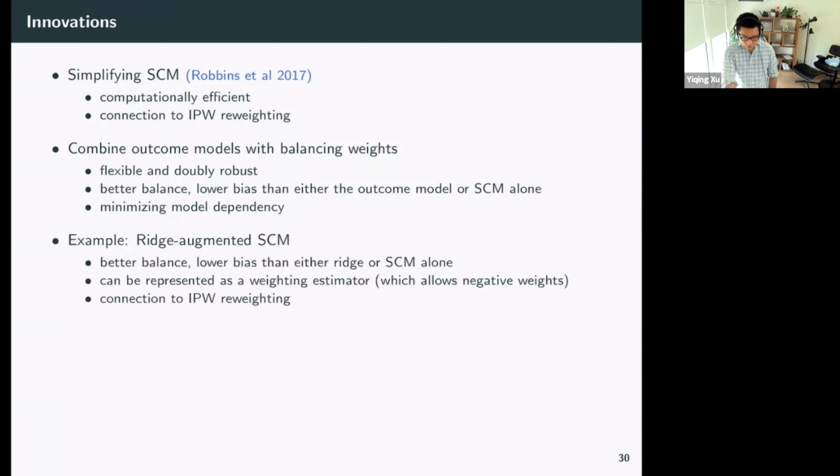The example the authors used in the latest version of their paper, the paper has many versions, I think now it's in JASA, is the ridge augmented synthetic control method. So basically the outcome model is ridge. They use a ridge model as an outcome model. Consistent with the second point, it has better balance and lower bias than either the outcome model, which is ridge, or synthetic control alone. It can also be represented as a weighting estimator, which allows negative weights because of the augmentation. Again, it inherits the feature from the simplified synthetic control, which has an IPW interpretation.